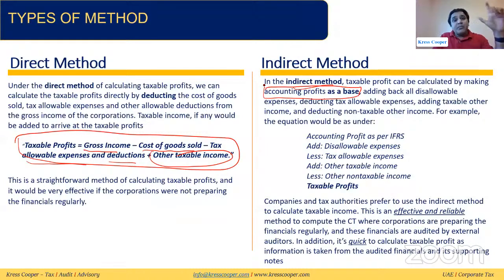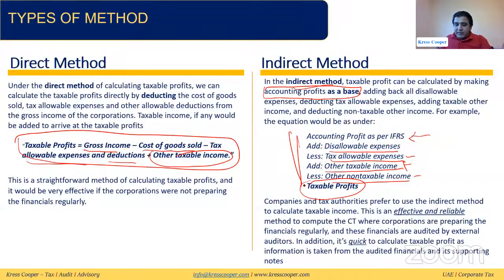So first of all, we need to prepare the financial statements. From the financial statements, we need to calculate the accounting profit. This accounting profit will be converted, mapped into the taxable profits. And there will be certain types of adjustments: accounting profit as per IFRS, then disallowable expenses. We have discussed, like fines and penalties, might be we have already deducted them to arrive at the accounting profit, they will be added back. In the same way, tax allowable expenses will be allowed, other taxable income will be added, other non-taxable income will be deducted, and we will arrive at the taxable profits.